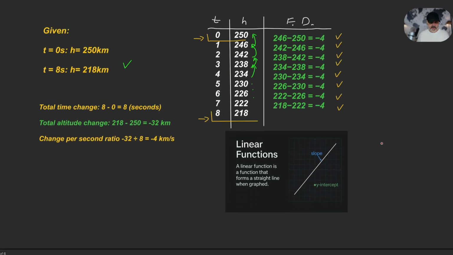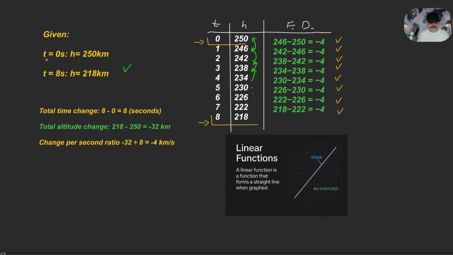So given the data, right, we can build at least those two rows using the table of values. Time on the left side, independent variable, height on the right side, and we at least have a point at 0 and another point at 8. So what do you do now?